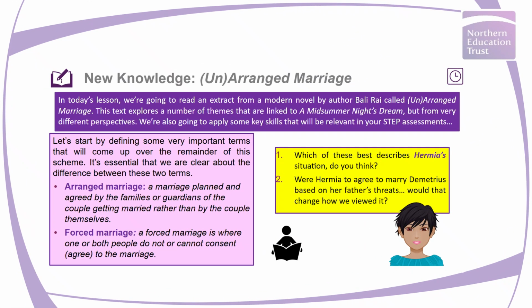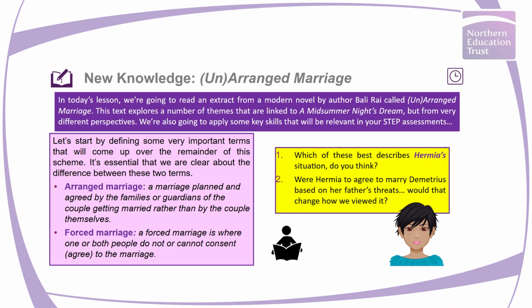So this hub text, focusing upon the unarranged marriage, enables students to think about how the idea of control is presented across two different time frames, but equally looking at a slightly different genre as well. So if you have a look at this bit here, they're given a really clear definition in the pink box about the difference between arranged marriage and forced marriage.